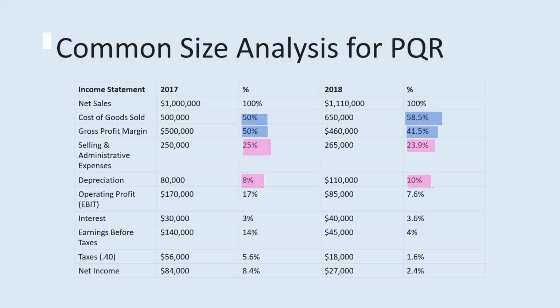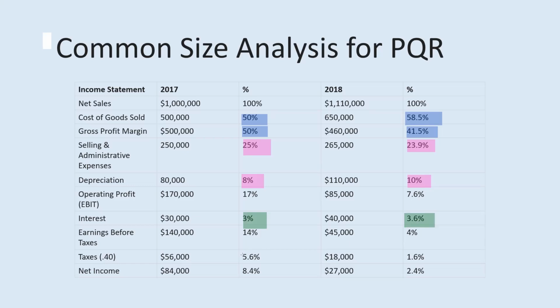So then you can see the interest portion. So here, compared to 2017, the interest proportion has also increased. Sometimes this may be due to a new loan or short-term loan.